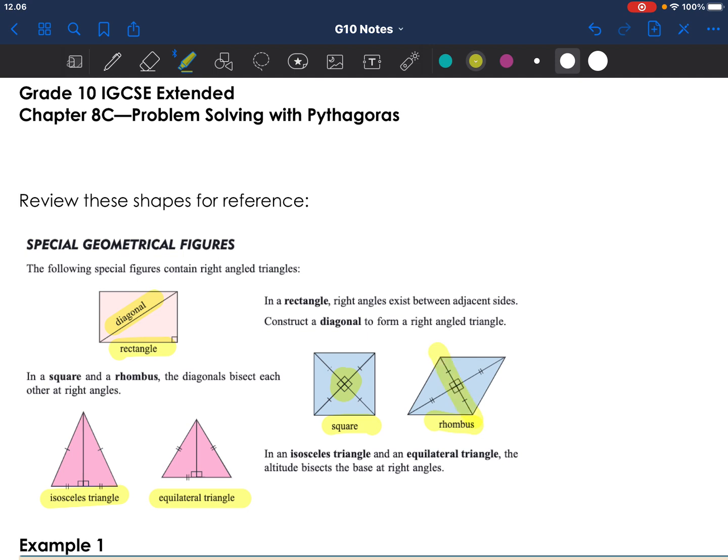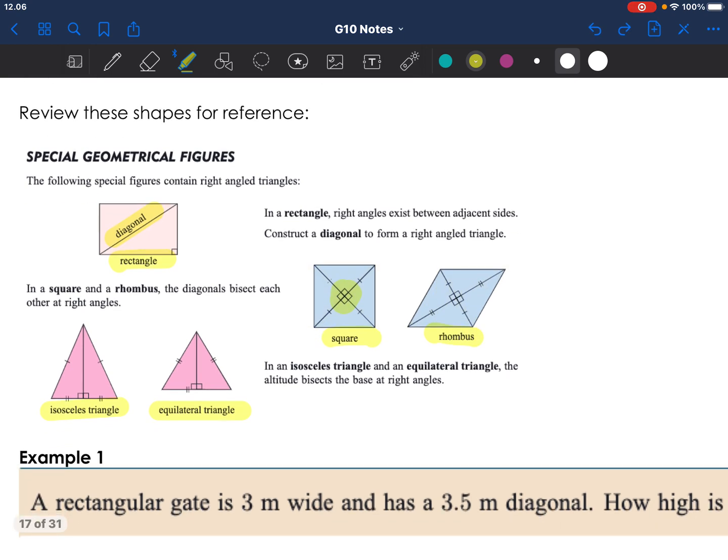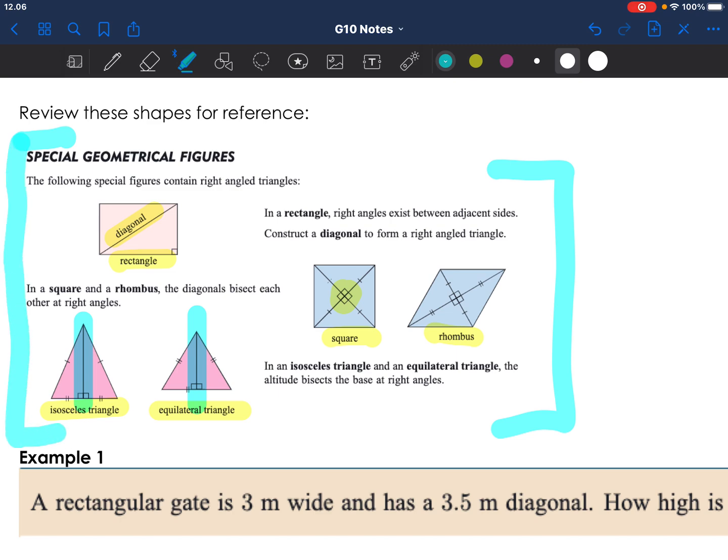That the diagonals bisect each other at right angles. Okay. Also, for isosceles triangles and equilateral triangles, the altitude bisects the base at right angles. So the altitude here bisects the base at right angles. So these should be added to the geometry properties that you guys need to remember.